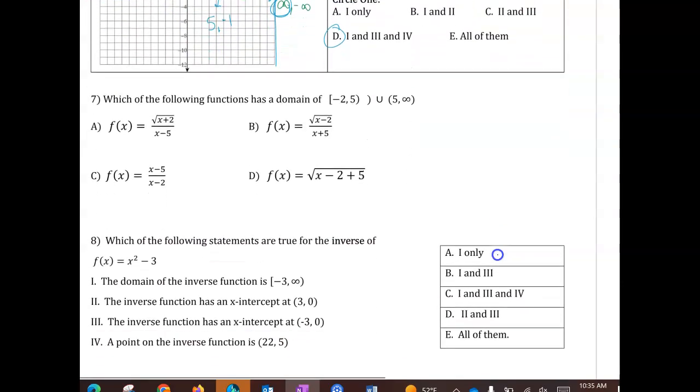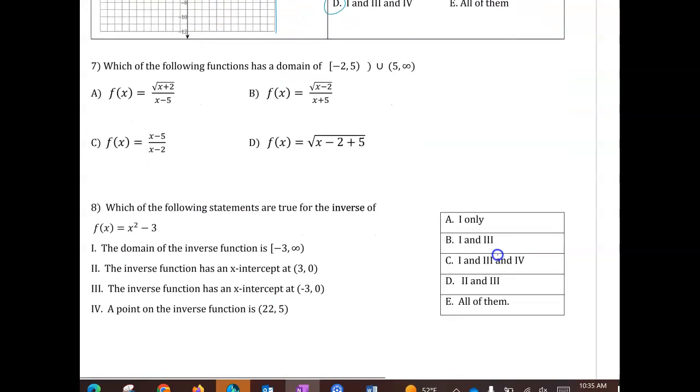All right, another domain question. So which of the following has that domain? So it can happen, and this is a typo, that should not be there. So from -2 to 5, then it takes a break, and it goes from 5 to infinity. So if I were looking at a picture here, -2 to 5, and then 5 to infinity. So when I go for this, that's where I'm going to start.